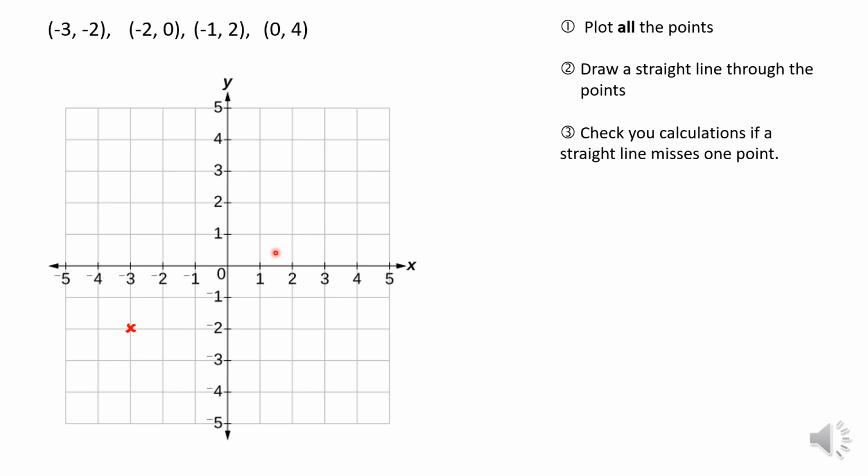So let's plot the point, for example, (-3, -2). Then the point (-2, 0). Then the point (-1, 2). Then the point (0, 4). Can you see that they are already lined up in a straight line? They are all collinear. So if I bring that line, can you see the line passes through all the points? Although you only need 2 points, you have to plot them all, otherwise you're going to lose marks. And this is how you use a table method to draw a straight line.